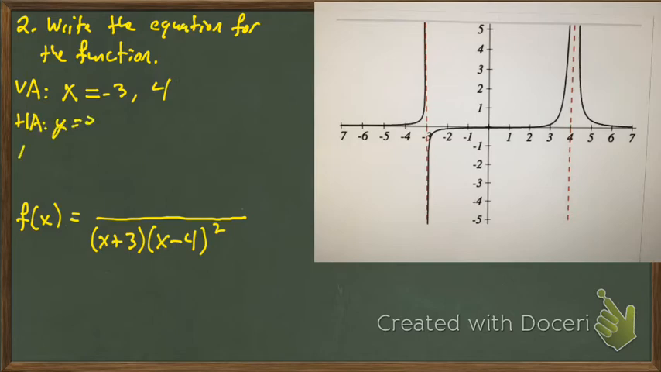And then we'll go ahead and find that x-intercept 2, which appears to be at the origin. It's kind of hard to tell, but that's what it looks like. So that x-intercept is (0, 0). And so that'll give us a factor of x in the numerator.